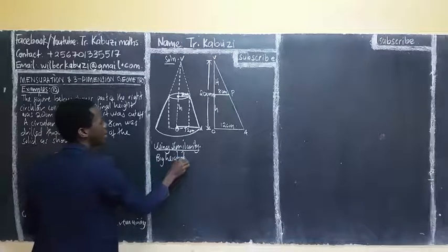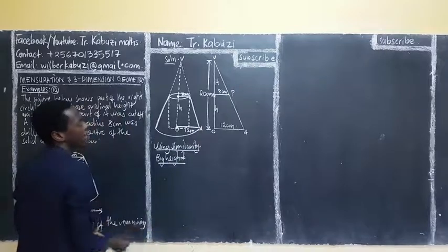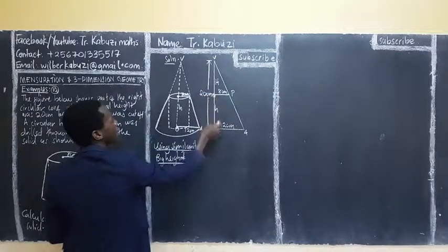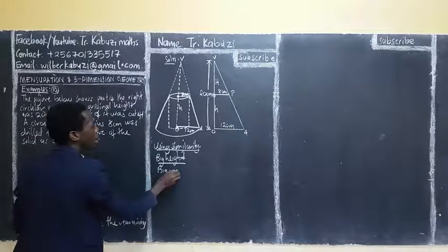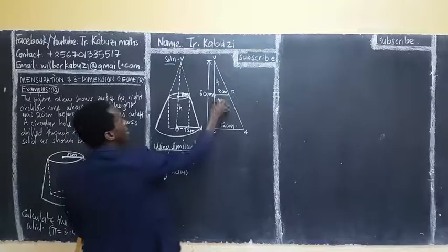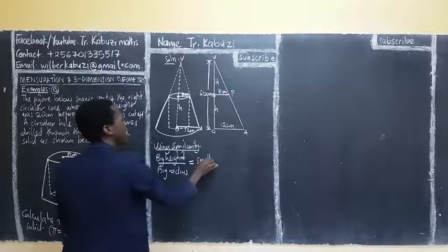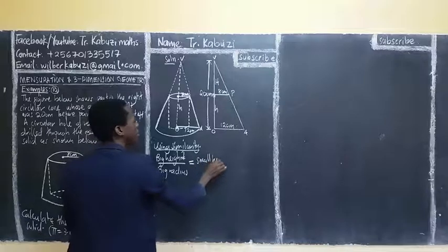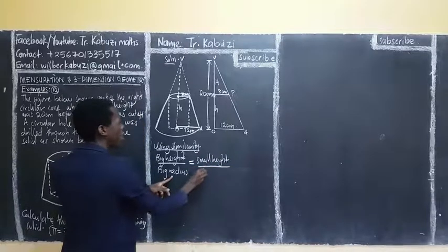Big height over the big radius, as simple as that. You say the big height over the big radius is going to be equal to the small height over the small radius.